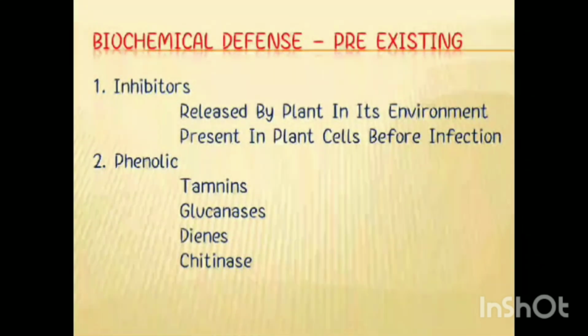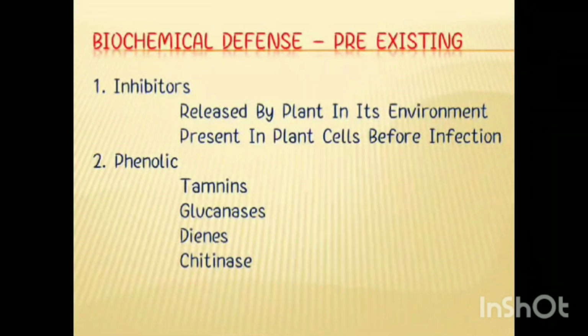Next, biochemical defense mechanisms of pre-existing type. First one is the inhibitors that are released by the plants in their environment. They are present in the plant cell before infection. Next, phenolics. These are chemical components such as tannins, glucanases, dienes and chitinases.